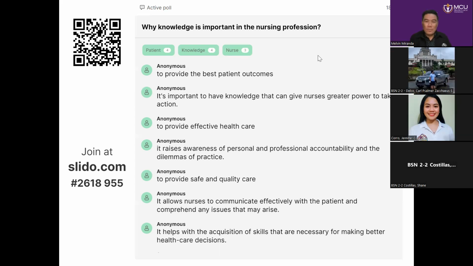My answer there is that it is vital for us future nurses to be knowledgeable because it can give power to take action and to provide effective care. And also, if the nurse is knowledgeable, it will increase efficiency in taking care of the patient or the client, and reduce the risk of errors, and improve communication with the family, the doctors and other nurses.